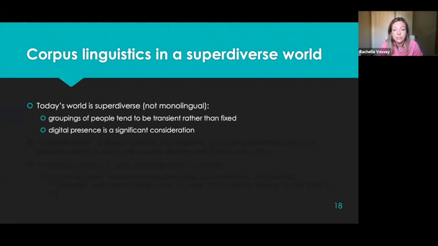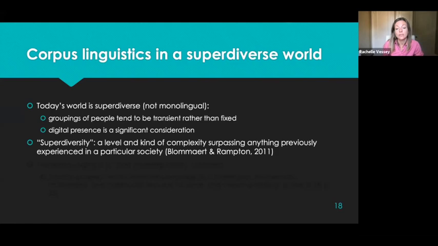We don't have to adhere to standard language norms. We can communicate with people and maintain heritage languages over great distances. So the argument that today's world is super diverse has implications for our understanding of how we use language. So the notion of superdiversity, which comes from the work of Steven Vertovec, has been taken up by scholars, maybe more or less starting with Ben Rampton and Jan Blommaert, who have argued that superdiversity relates to this level and complexity of diversity that surpasses anything previously experienced in a particular society.